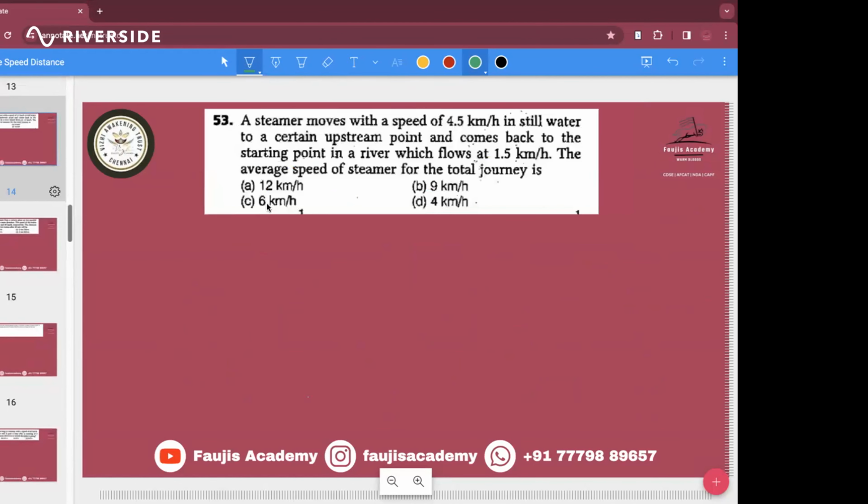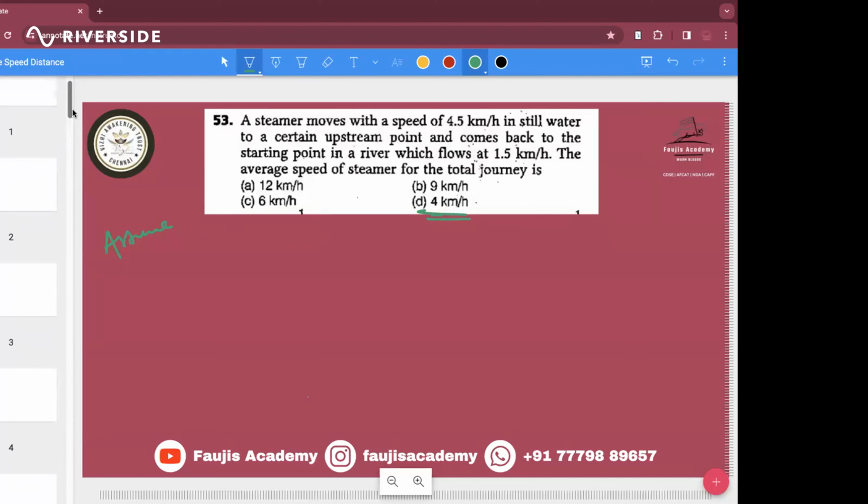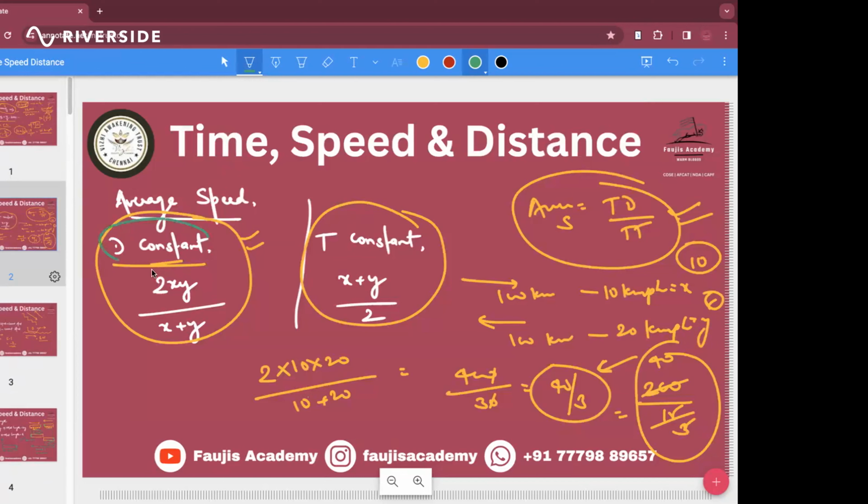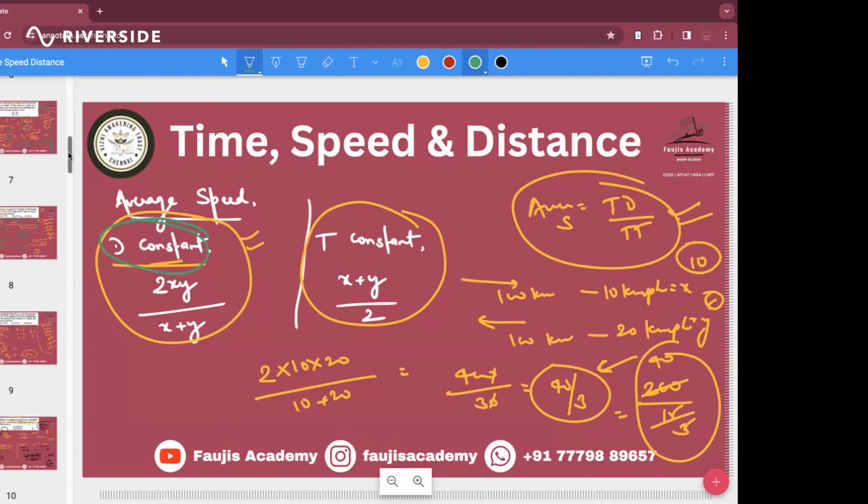A steamer moves with a speed in still water to a certain point and comes back. Option D, 4 kilometers per hour. Absolutely. Look, what did I tell you guys over here? D is constant. D is constant. So the average is how much?